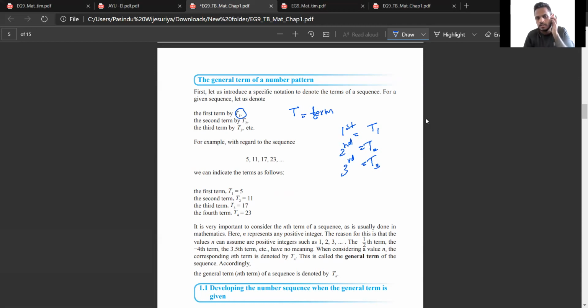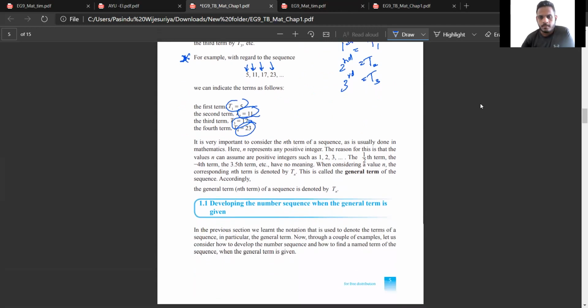Now moving on to this example. The second term is T2, the third term is T3, another example. So now in this one, this is the first term, this is the second term, this is the third term, the fourth term. So T equals 5, 7, as follows. This is the theory part which is really important that you have to remember.